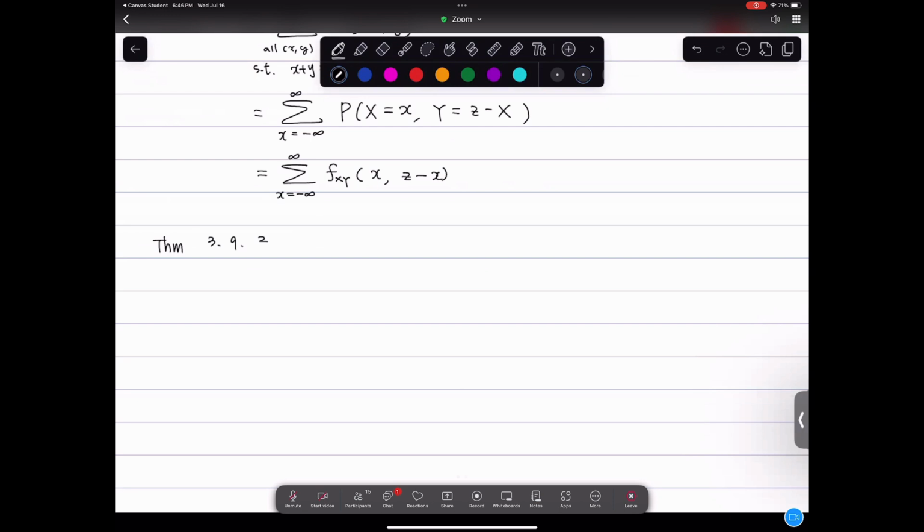So we have x1, x2, and so on up to xn, which are IID random variables, each one having a Bernoulli distribution with the parameter p.